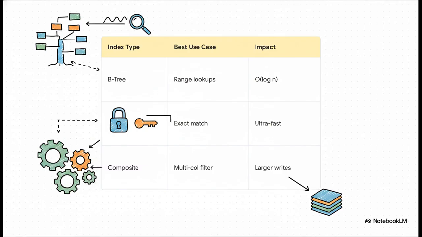The B-tree is your versatile workhorse for range and equality lookups, functioning beautifully in logarithmic time. But say we only need ultra-fast exact matches, like looking up a session ID. A hash index is going to be way faster, though it completely sacrifices the ability to do range queries. And for multi-column filters, composite indexes are incredibly powerful. It really just comes down to choosing the right tool for your specific query pattern.